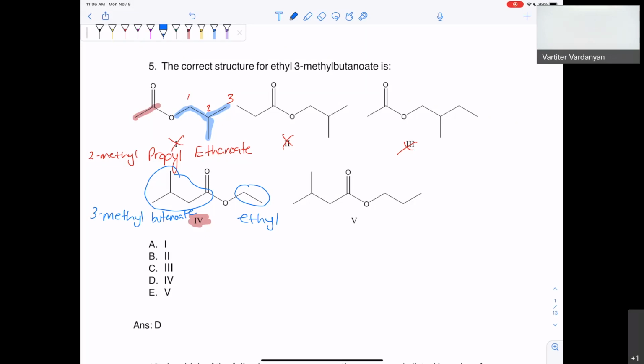Number 5, we would keep the 3-methyl butanoate. And let me move this box so you can see. And then on the right side, we have 1, 2, 3 carbons, so it would be propyl 3-methyl butanoate. Yeah, so when you're looking at the parent chain, you start here and you go 1, 2, 3, 4, and this guy's a substituent.